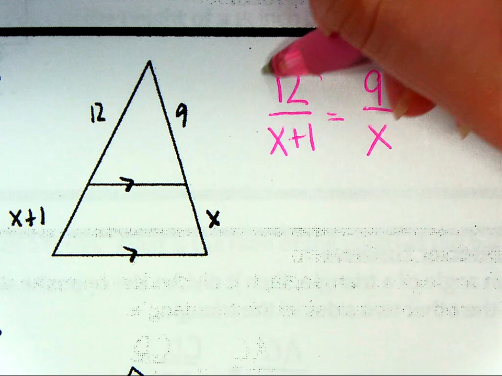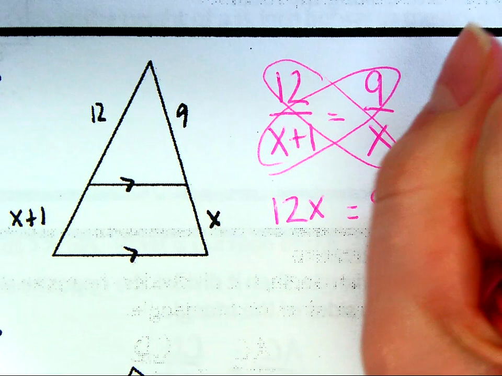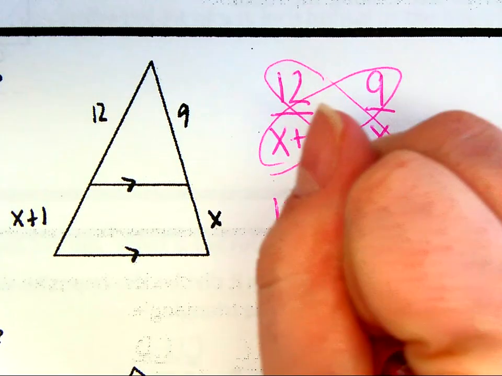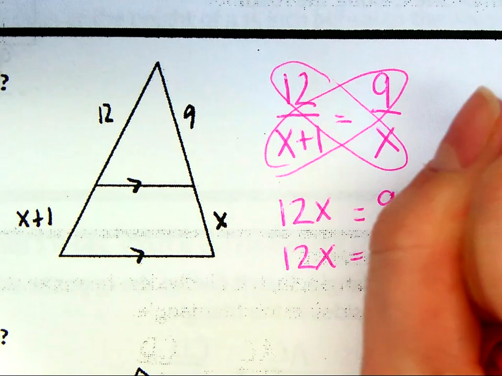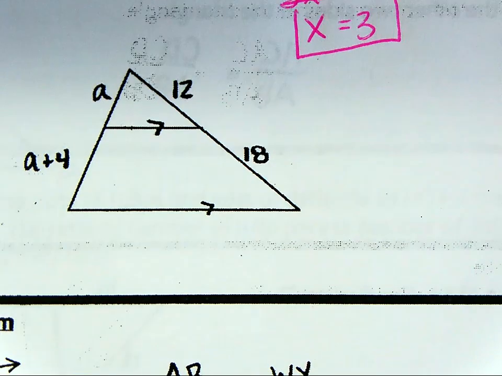Then we're going to cross multiply again. So I'm going to take 12 times x, and I get 12x. I'm going to take x plus 1 times 9. And then I'm going to distribute. So I get 12x equals 9x plus 9. I'm going to subtract over the 9x, and I get 3x equals 9. So x is 3. And then we are finished. Okay, so it's a very, very easy setup to use.